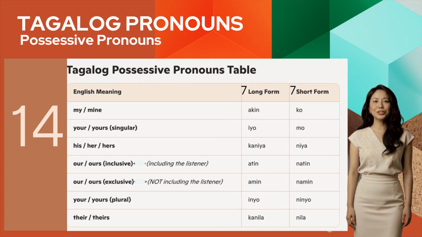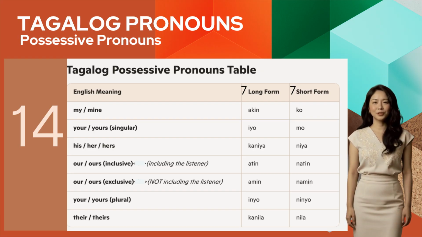Tagalog actually has 14 possessive pronouns. And don't worry, they're easier than they sound. These pronouns come in two versions, a long form and a short form. The long form is the one you put before the noun, and the short form is the one you attach after the noun. So they mean the same thing, but the placement changes how you use them in a sentence.